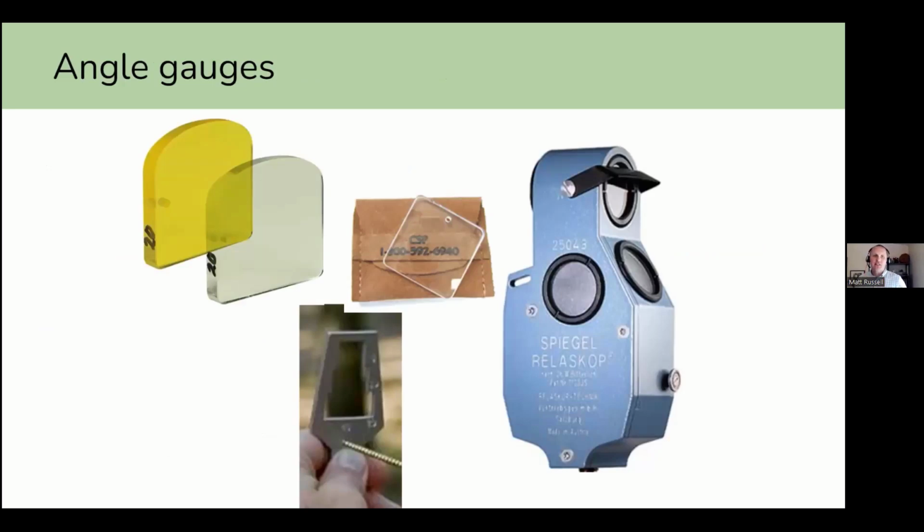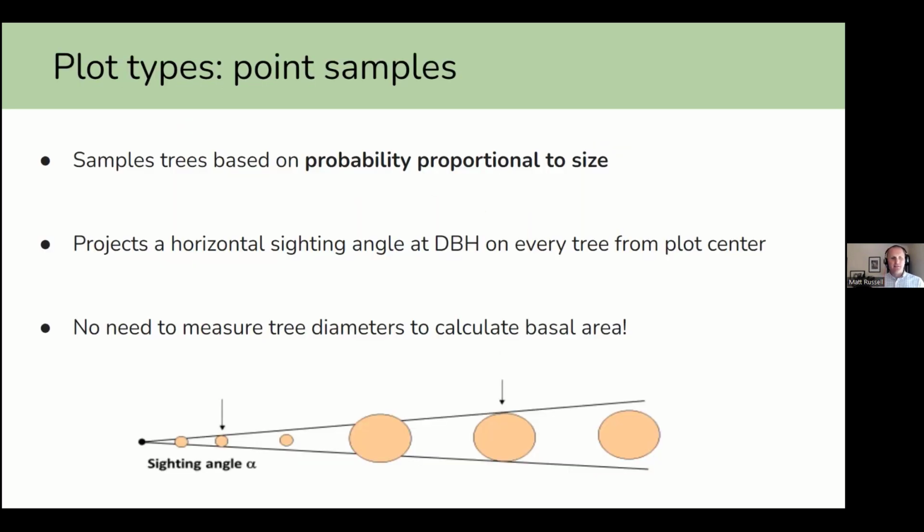And here's how it's done. You need what is called an angle gauge, some way to look at that. So go back to that sighting angle. We need some angle to basically do that when you're in the woods.